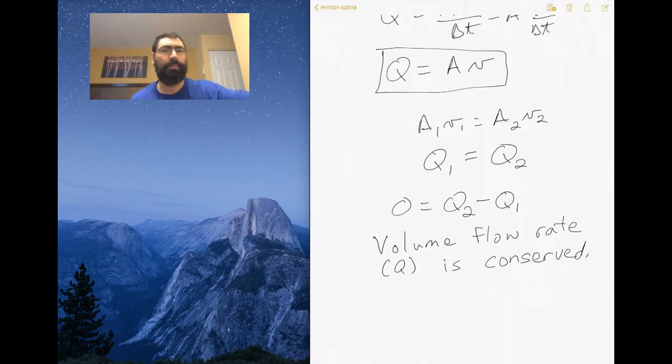And so what we're left with is this conservation. Now, what does change is the area, the cross-sectional area of the pipe, which then forces the velocity of the fluid to either speed up or slow down when I make changes to the area.